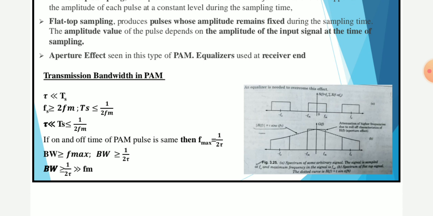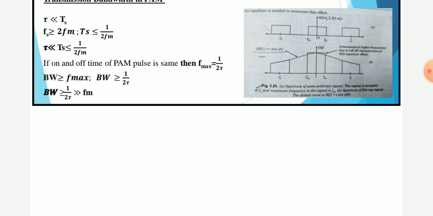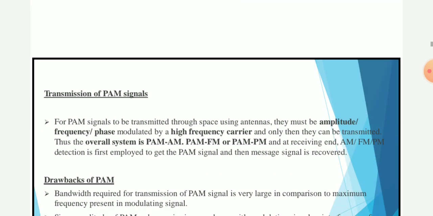The on time and off time of a PAM signal will be given by Fmax equal to 1 by 2 tau. Bandwidth is greater than Fmax. Therefore, the transmission bandwidth is greater than or equal to 1 by 2 tau, which is greater than 2 FM. This is the transmission bandwidth of a PAM signal.